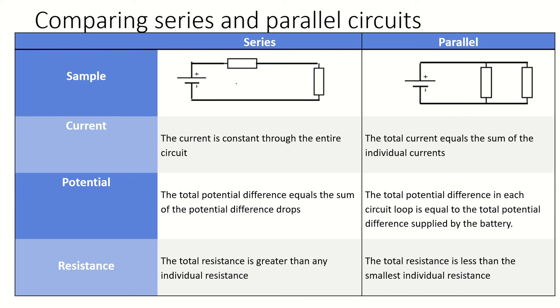Now, resistance is simply added together. So if this is a 30 ohm resistor and a 50 ohm resistor, 30 plus 50 would be 80. So the resistance adds.